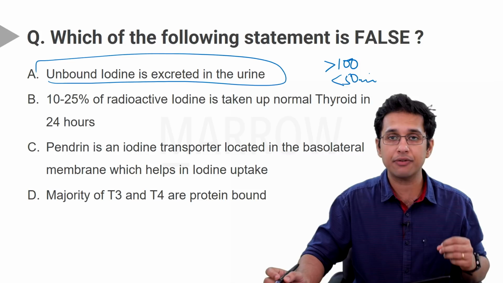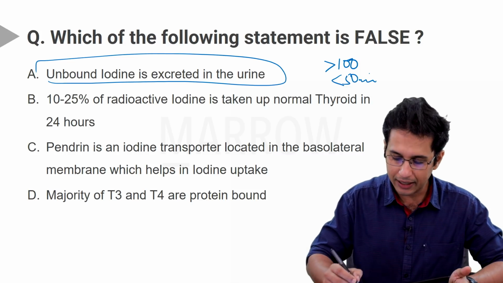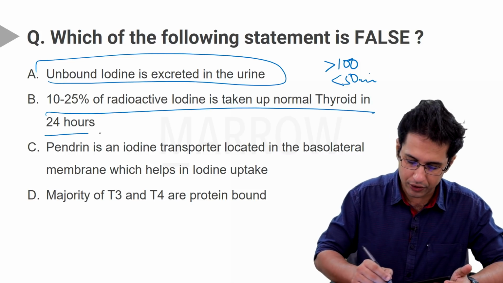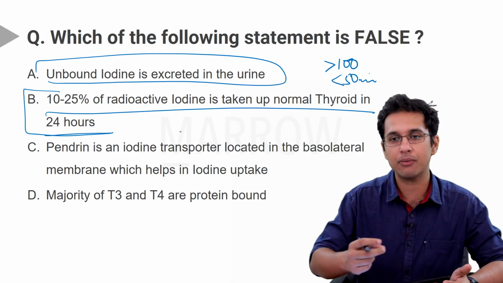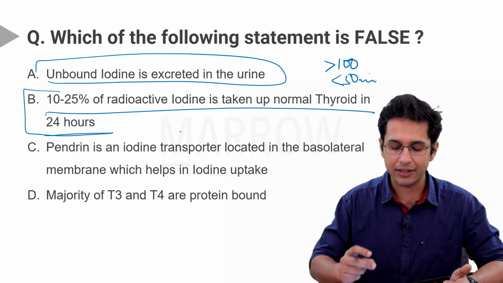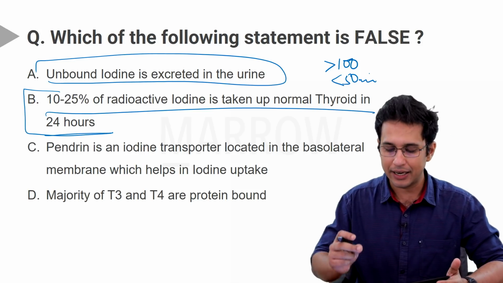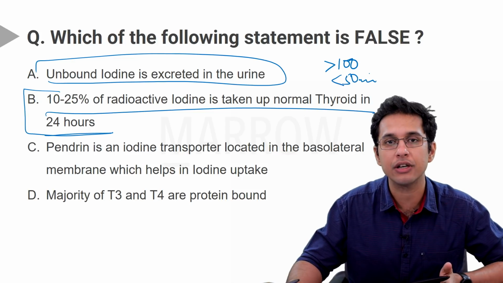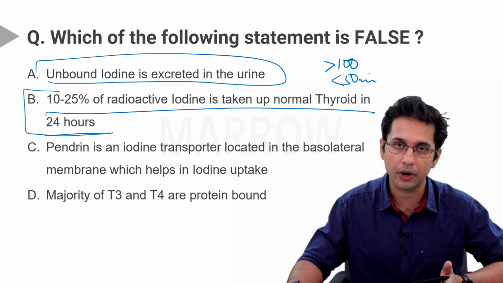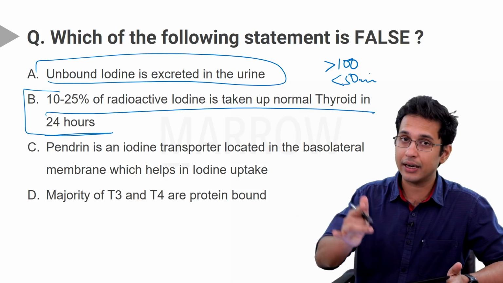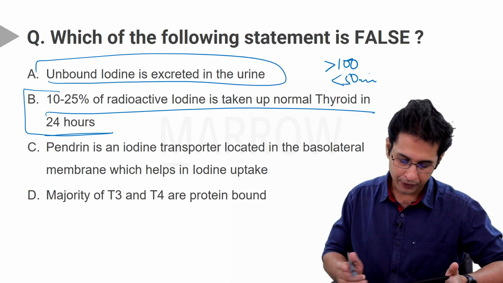10 to 20% of the radioactive iodine is taken up by a normal thyroid in 24 hours. Note it down. It's an exact verbatim copy from Harrison. Okay, so it can go up. If there is Graves', it can even go to 60%.